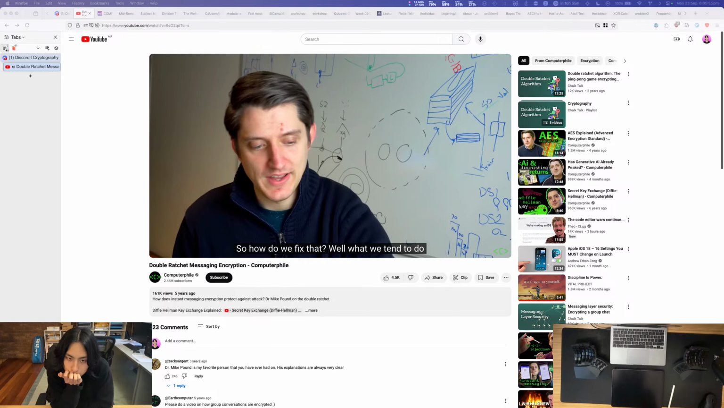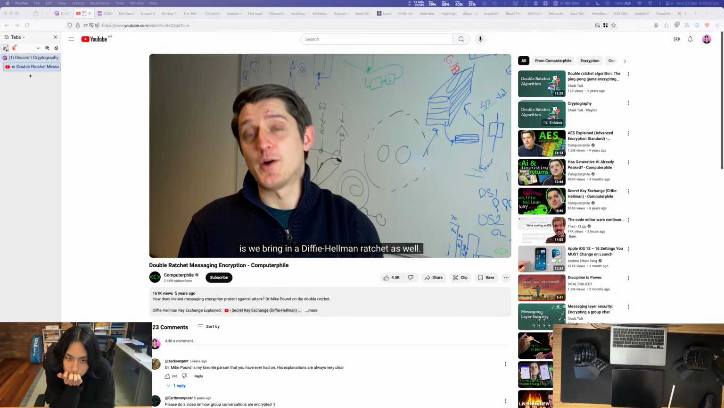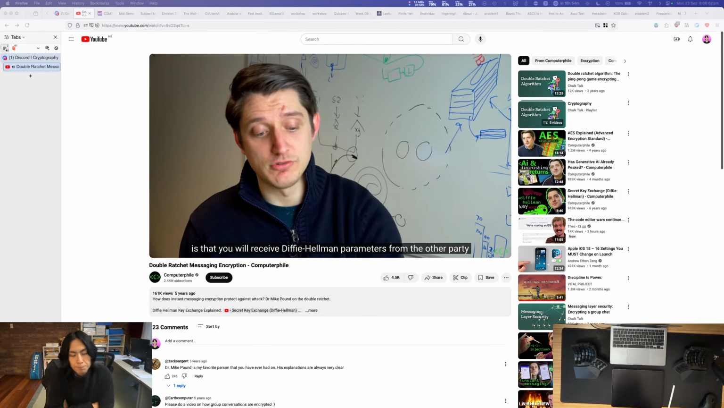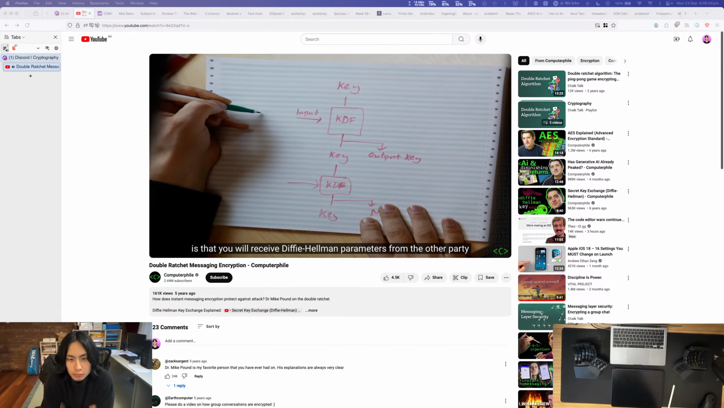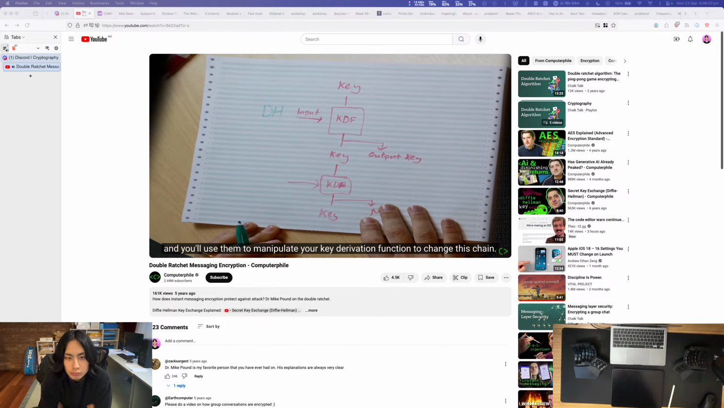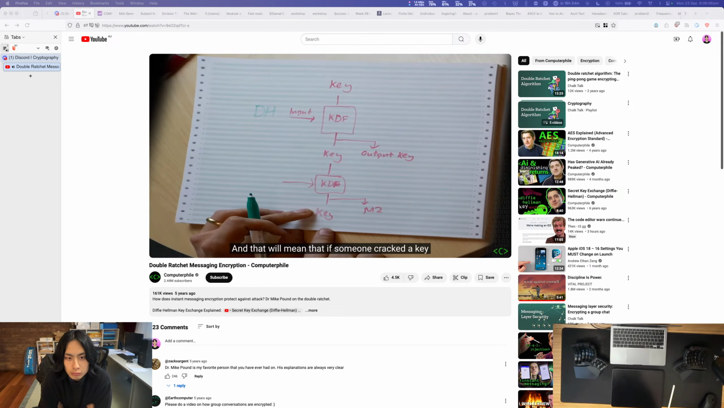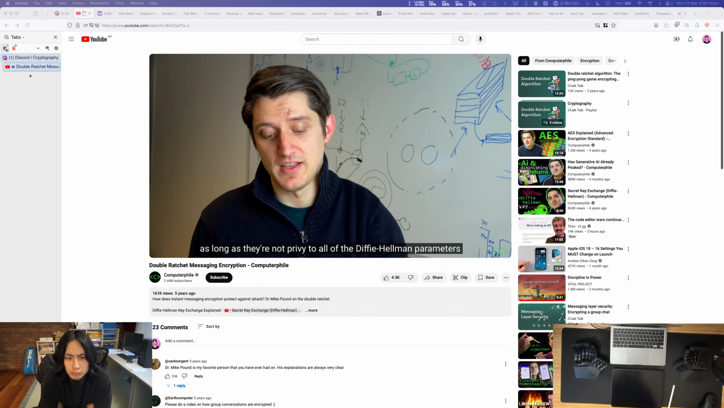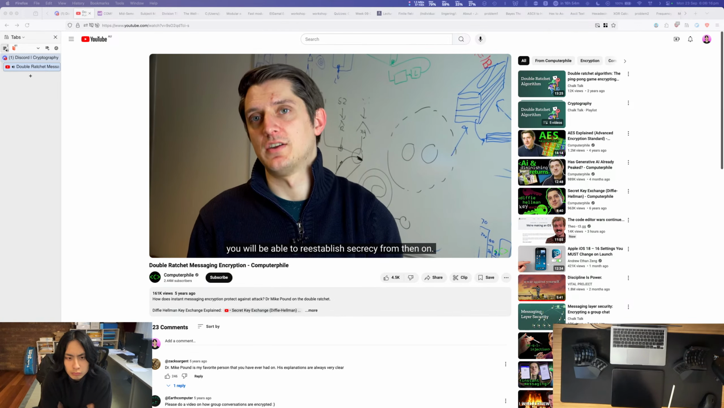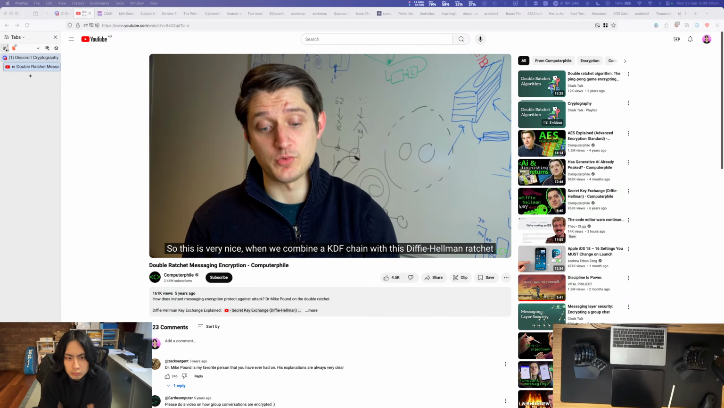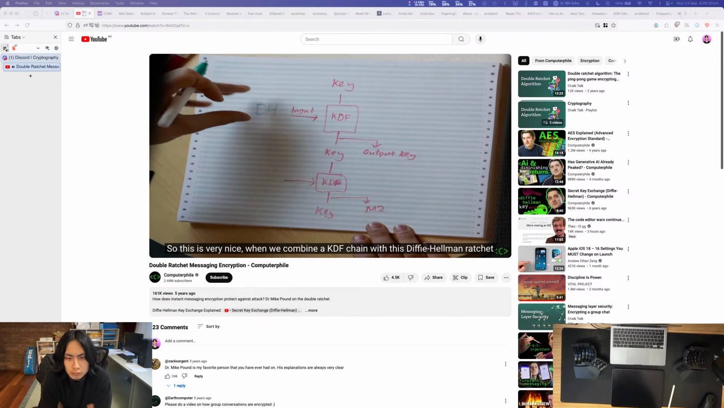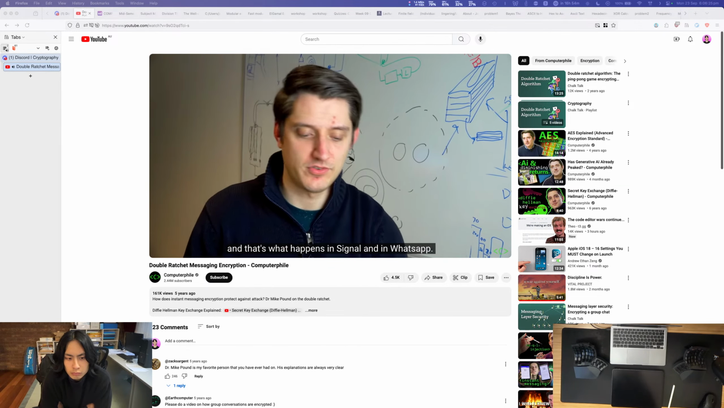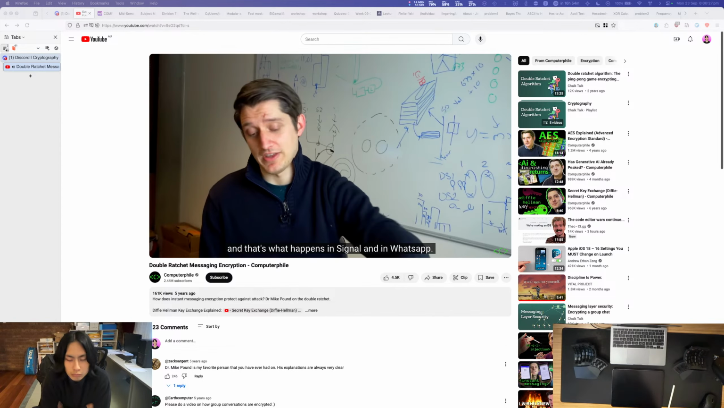Well, what we tend to do is bring in a Diffie-Hellman ratchet as well. Sometimes, when they're having these conversations, you will receive Diffie-Hellman parameters from the other party, and you'll use them to manipulate your key derivation function to change this chain. That will mean that if someone cracked a key, as long as they're not privy to all the Diffie-Hellman parameters, you'll be able to re-establish secrecy from then on, right? So this is very nice. When we combine a KDF chain with this Diffie-Hellman ratchet, we've got this kind of double ratchet, and that's what happens in Signal and in WhatsApp.